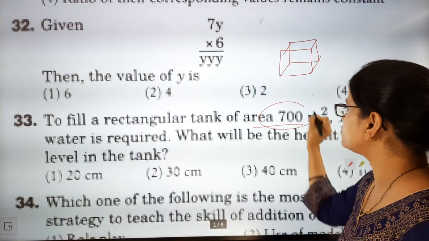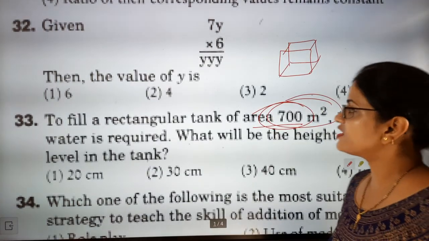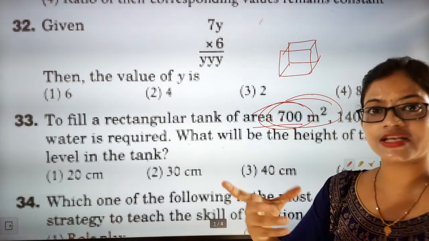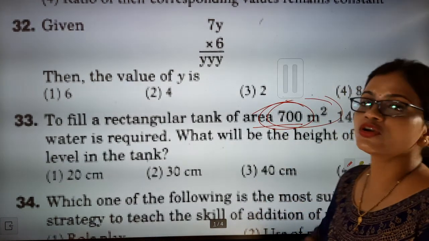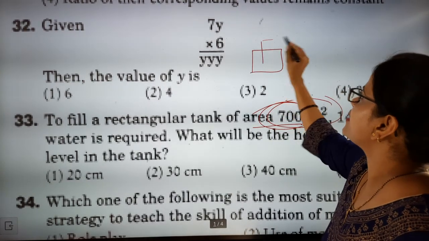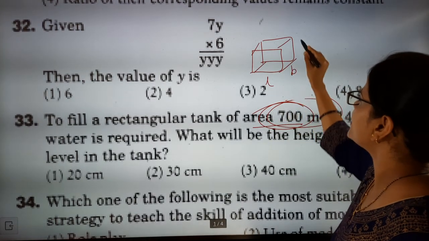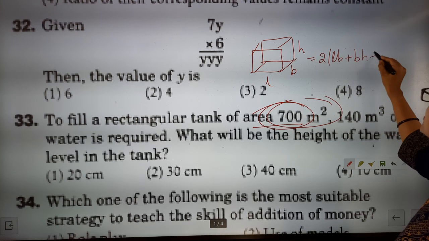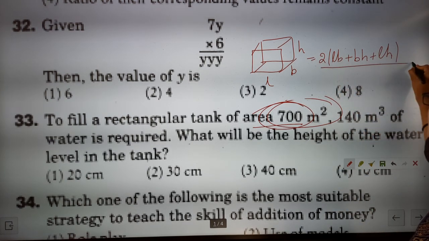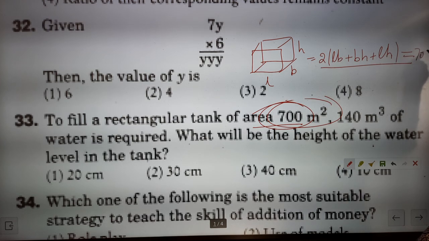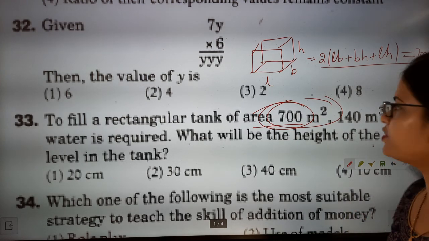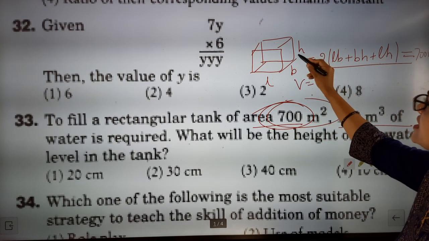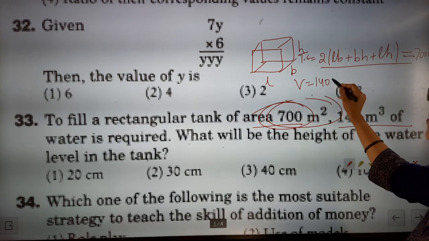But one thing I must tell you: what is this 700 square meter? 700 square meter is exactly the surface area of the cuboid, with length, breadth and height. The total surface area will become 2 times LB plus BH plus LH. This value they have already given as 700 square meter. And they are telling that the volume of the cuboid is given as 140 cubic meter.